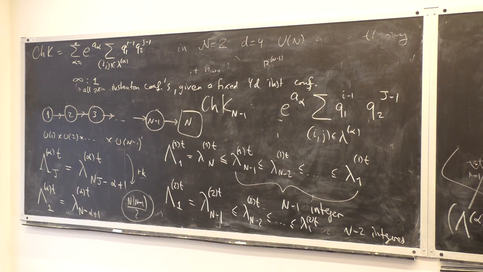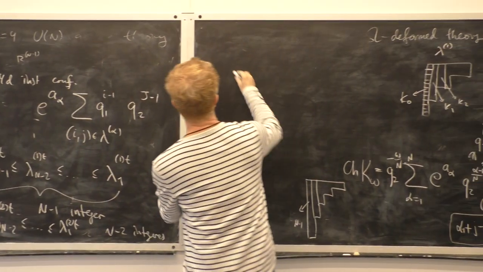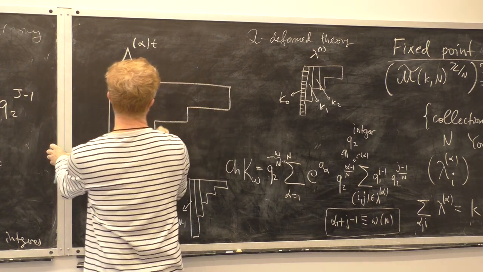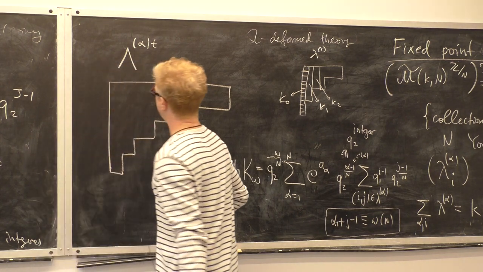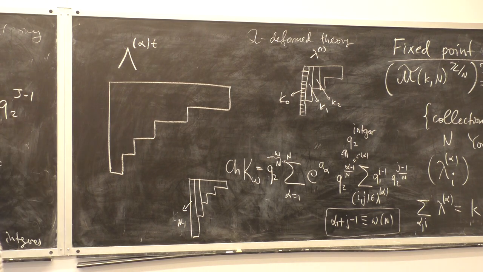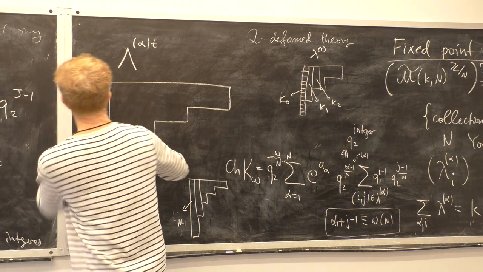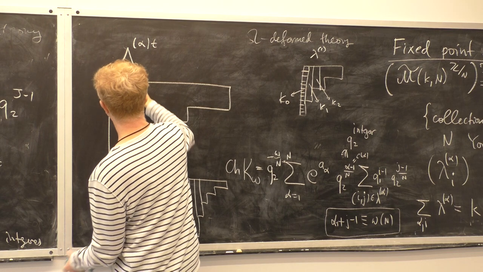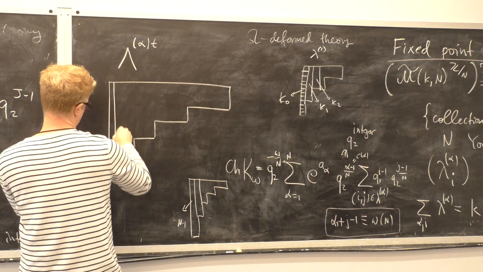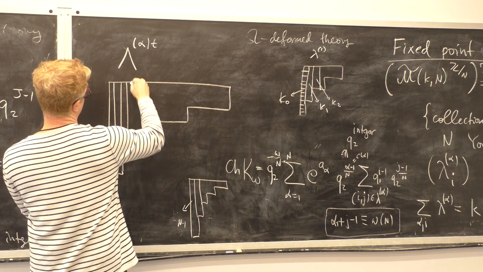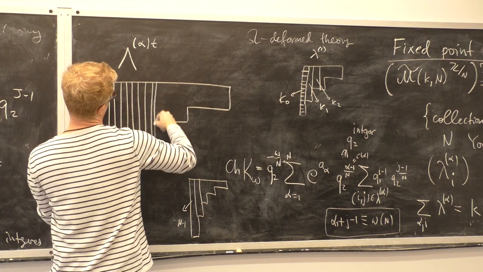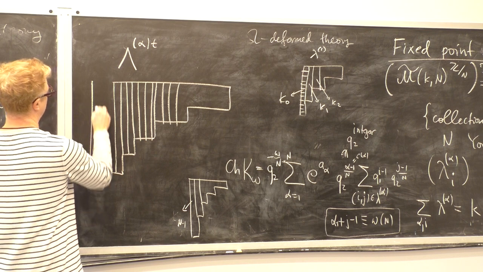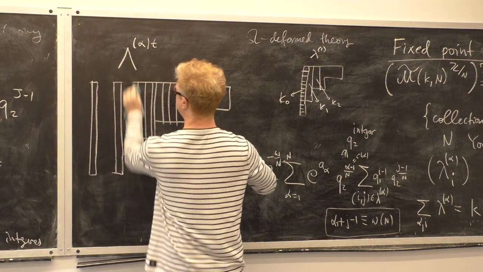So let me draw this picture a bit more carefully. So this is lambda alpha t, so it's a Young diagram of this kind. What I just described here was that in order to produce out of this diagram the Young diagram for little lambda, I need to separate the columns, put them at the distance of n apart.